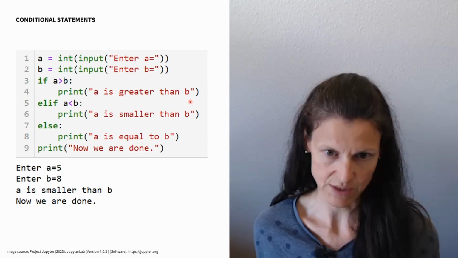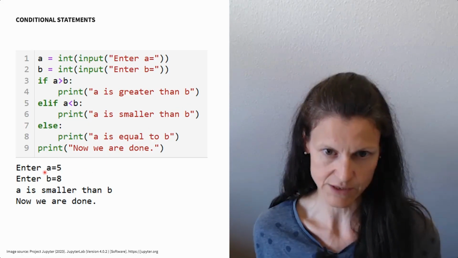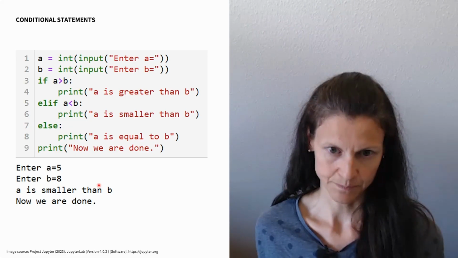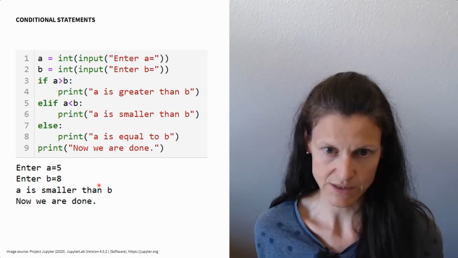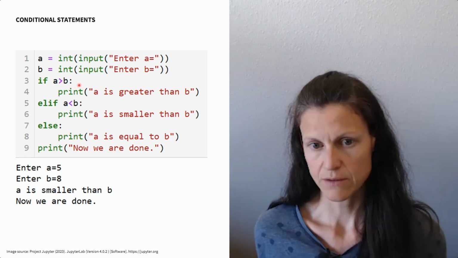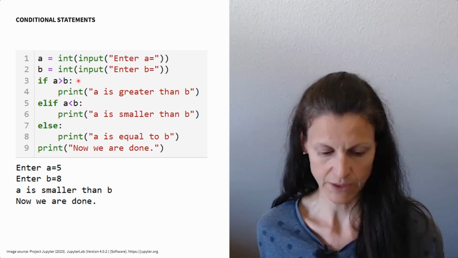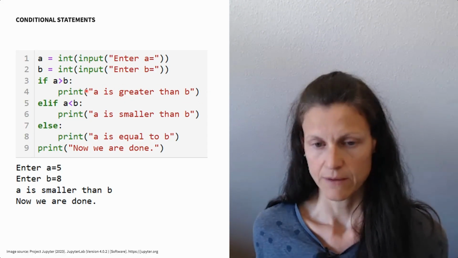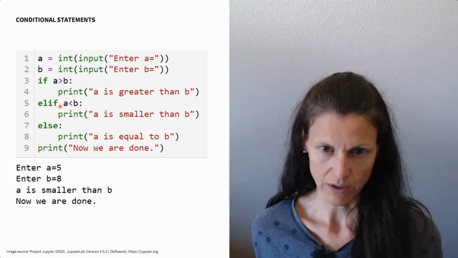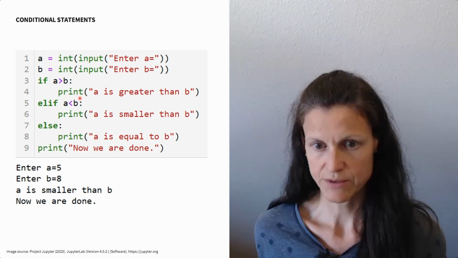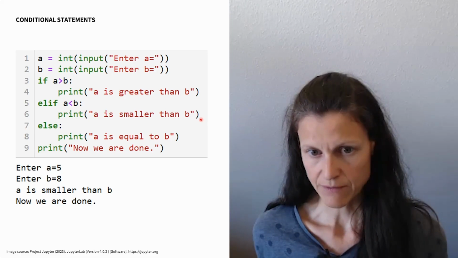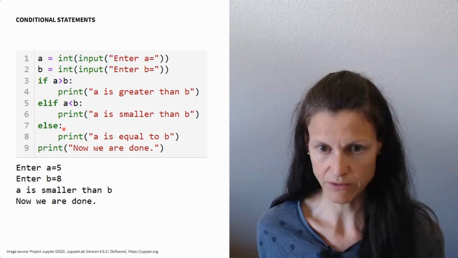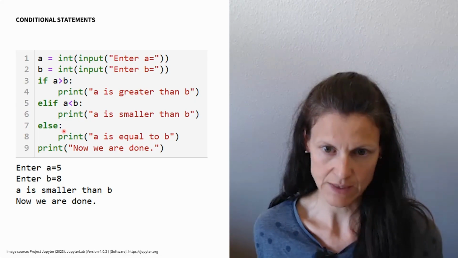For example, here the user has entered 5 for a and 8 for b. And now we use an if, elif, else construction. So here we test if a is greater than b. If this expression is evaluated to true, then we print out a is greater than b. Elif, so else if a is smaller compared to b, then we print out a is smaller than b. And then we use the else, because if a is not greater or not smaller, it can only be equal to b, then we print out a is equal to b.